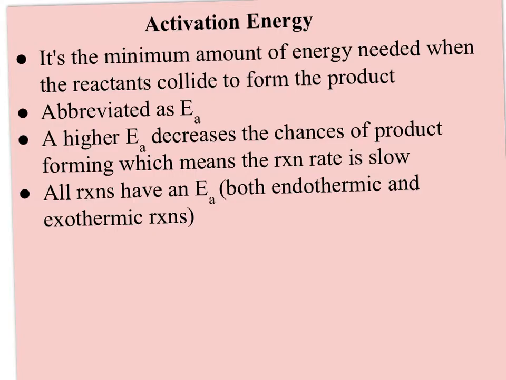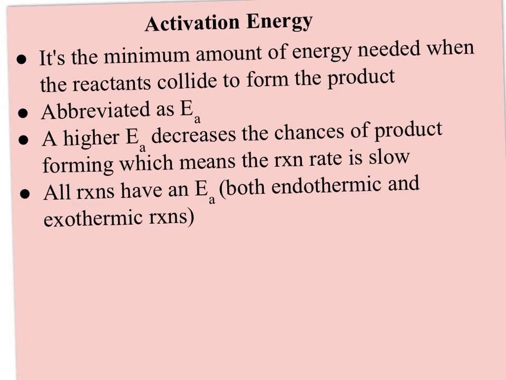Activation energy is another way to affect the reaction rate. We talked about activation energy in the first section from chapter 16, and it's the minimum amount of energy needed when the reactants collide to form the product. So it's like throwing your dart at the dartboard. It has to have enough energy to actually pierce the dartboard and stick to it. It's abbreviated EA, and if you have a higher activation energy, then the chances of the product forming is going to be less, and the reaction rate will tend to be slower.